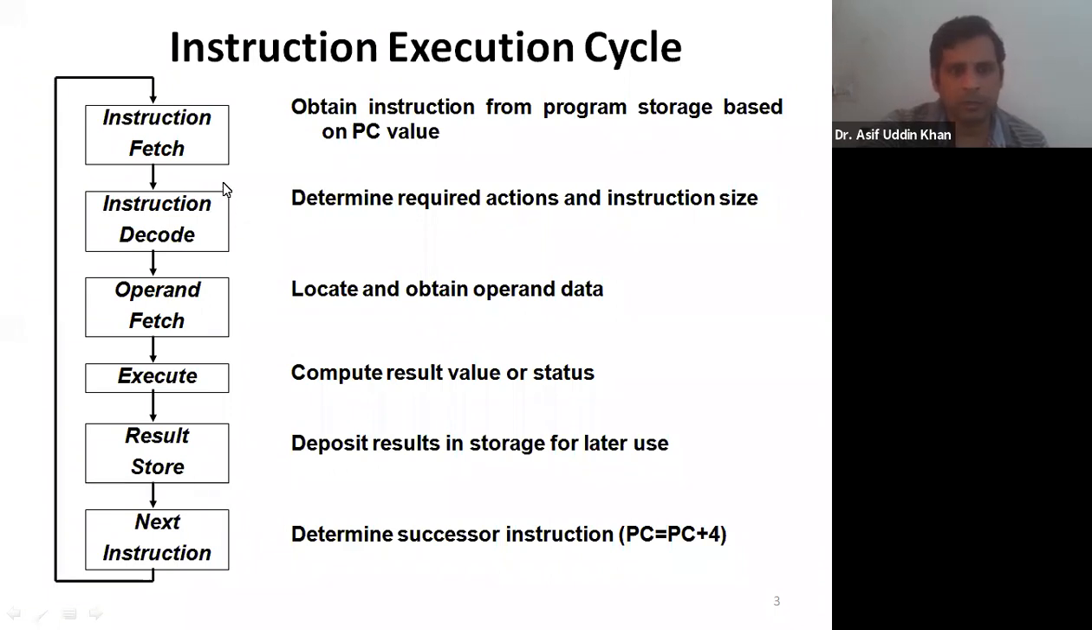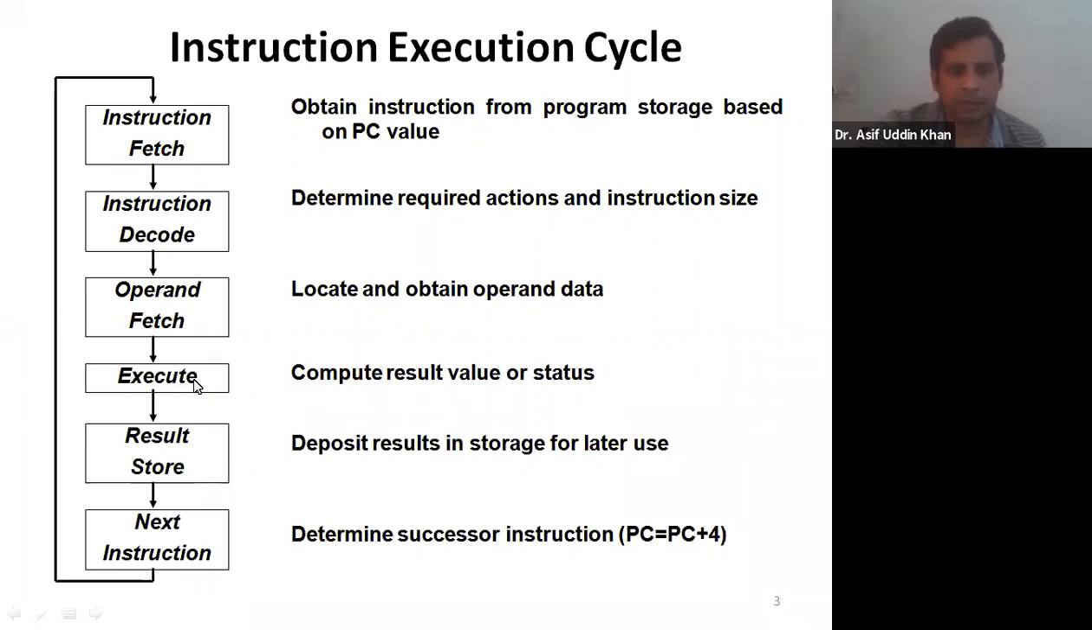So first of all, the instruction has to be fetched. So this is the first phase, the instruction fetch phase. The instruction is fetched from the memory. Then in the second phase, the instruction is decoded. In this phase, the meaning of the instruction is determined, and so what to do is known here. And then after that, the operand is fetched in this third phase. And then in the fourth phase, the instruction is executed.